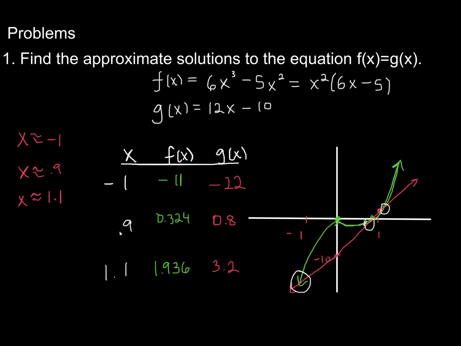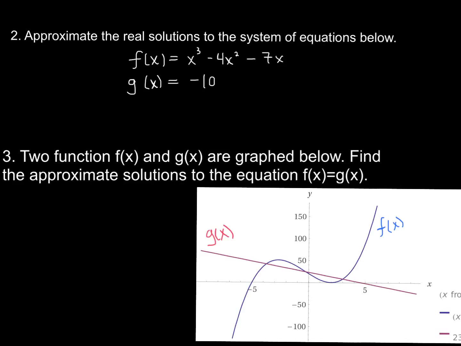So what I want you to do is I want you to try 2 more x values. You should have 2 more x values that you'll try to see if you can get a little closer to a place where f of x and g of x are closer together. So try 2 more, and then once you've done that, move on. I have 2 more problems for you to try that we will discuss on Monday.